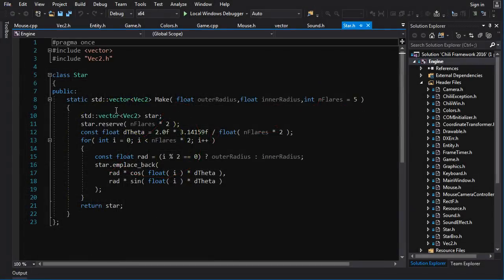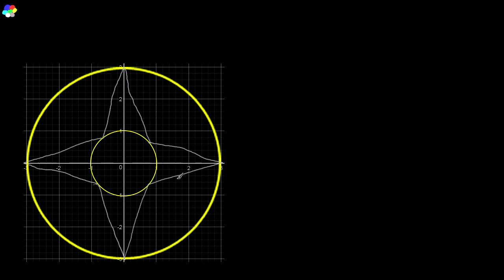Now, with this information in hand, we can finally go back and analyze the code that I showed you before. I'm talking about this code here, the code used to generate the model for the star. So let's take a look at a basic 4-pointed star here. We can notice a whole bunch of things about this.